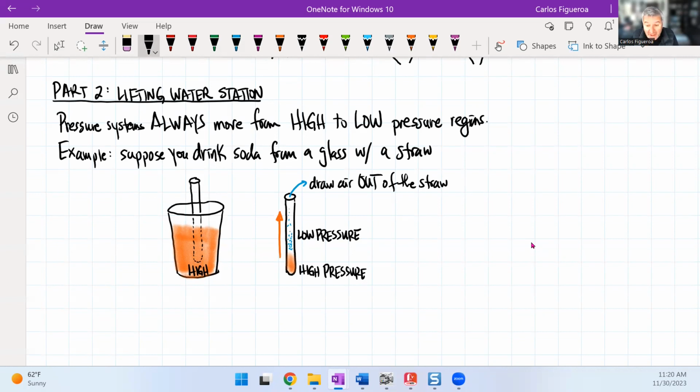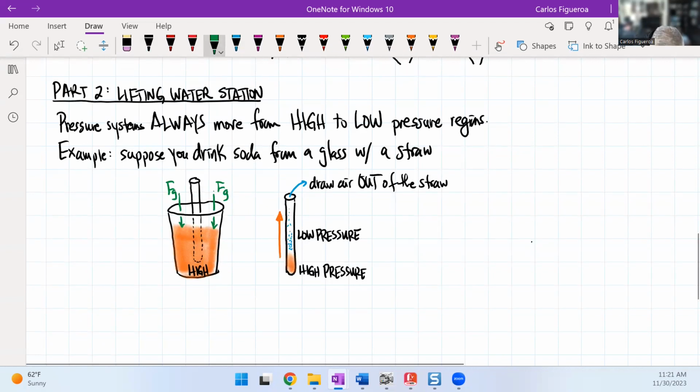And so when people say, well, I sucked soda up, well, that's not true. You reduce the pressure in the straw, and then what happens is that gravity pushes down on the surface. The force of gravity pushes down on the surface of the soda, and as a consequence, it forces the soda to move upwards. So reducing the pressure allows gravity to push it down and then go up.